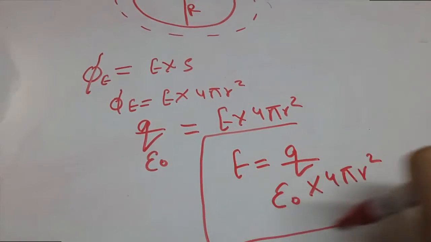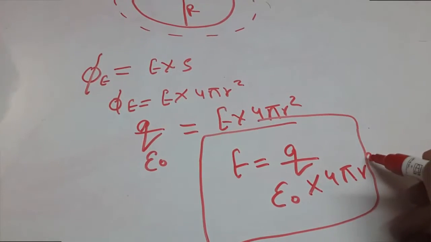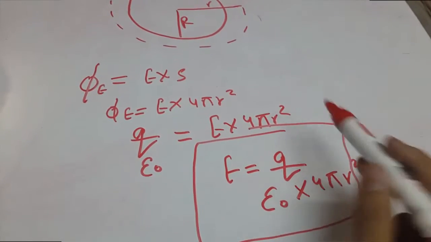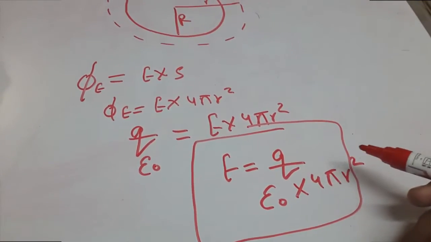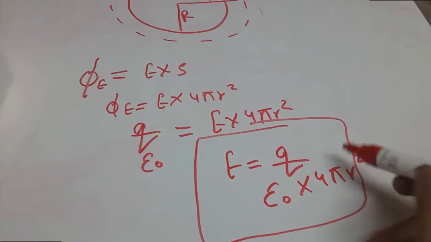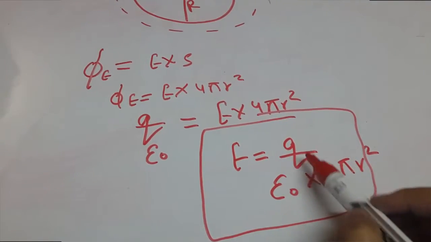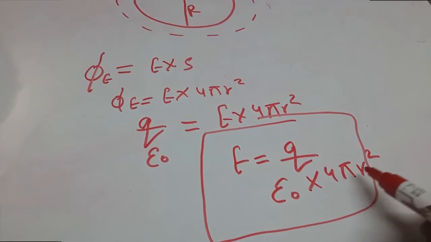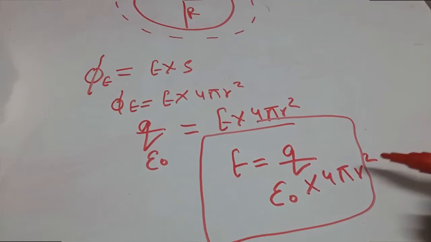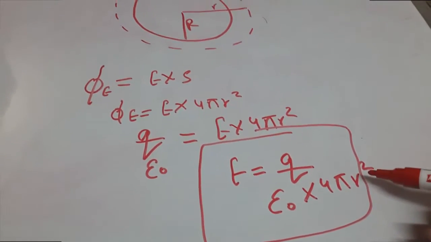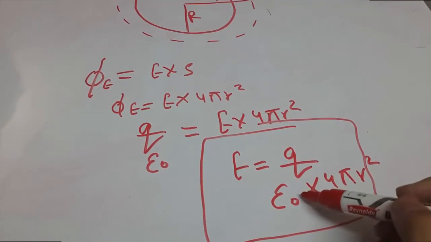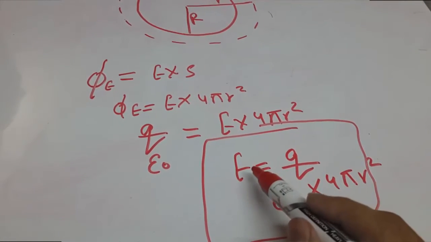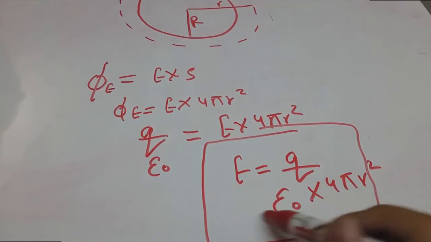So this is the formula for calculating the electric field on the Gaussian surface due to a thin spherical shell. The electric field would be equal to Q upon epsilon naught into 4 pi r square. By knowing the distance between the center and the Gaussian surface and the value of epsilon naught and Q, we can calculate the electric field on the Gaussian surface.